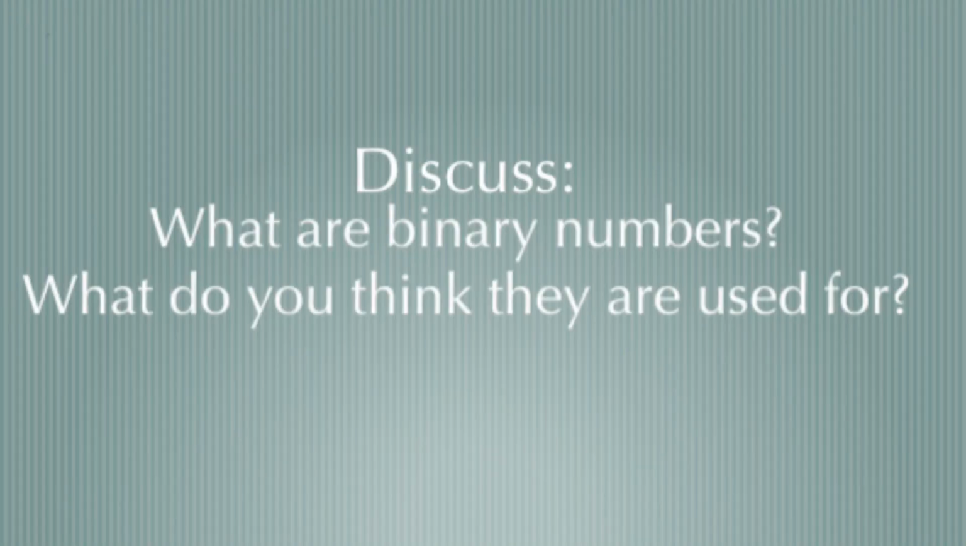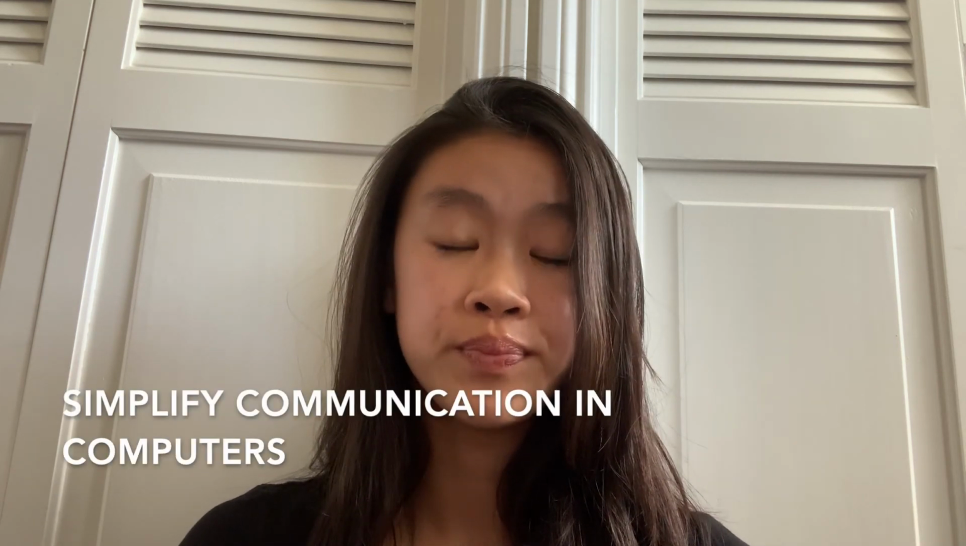Discuss. What are binary numbers? What do you think binary numbers are used for? What are binary numbers? It is a number system that is based solely on two numbers, 0 and 1. In computers, 0 represents off and 1 represents on for each circuit. Binary numbers simplify the design of computers and other related technologies and allow for easy communication.